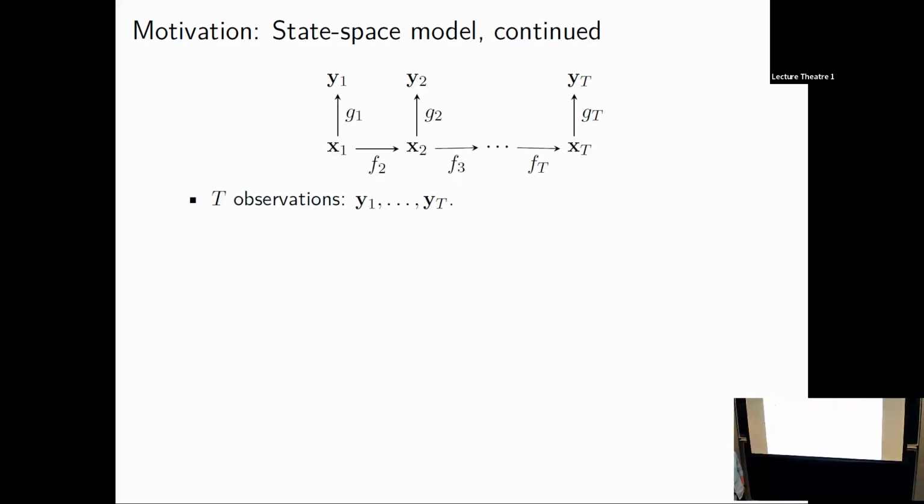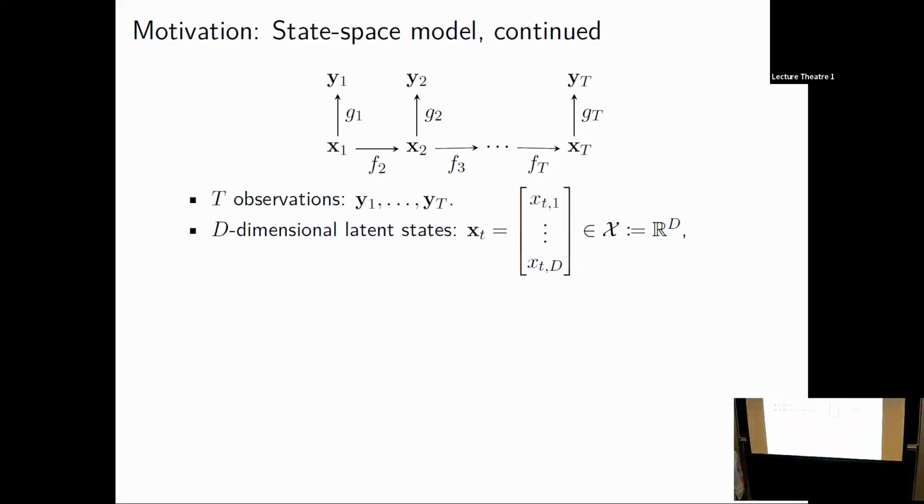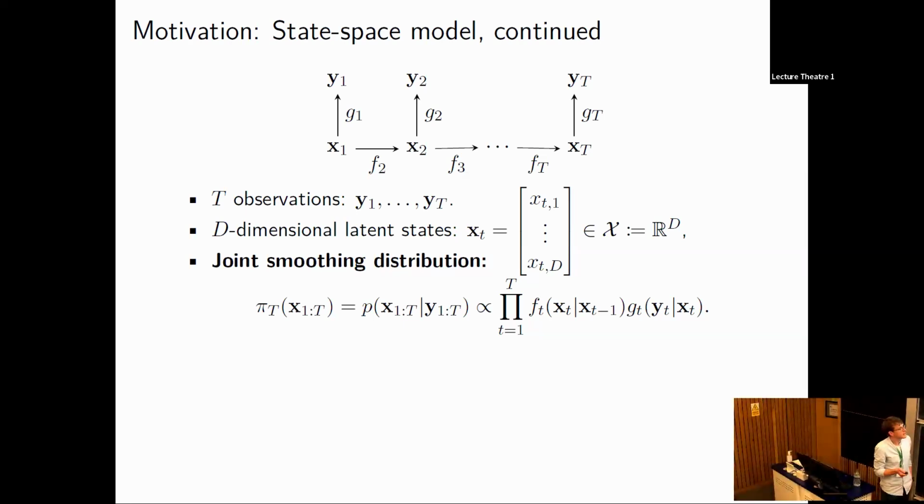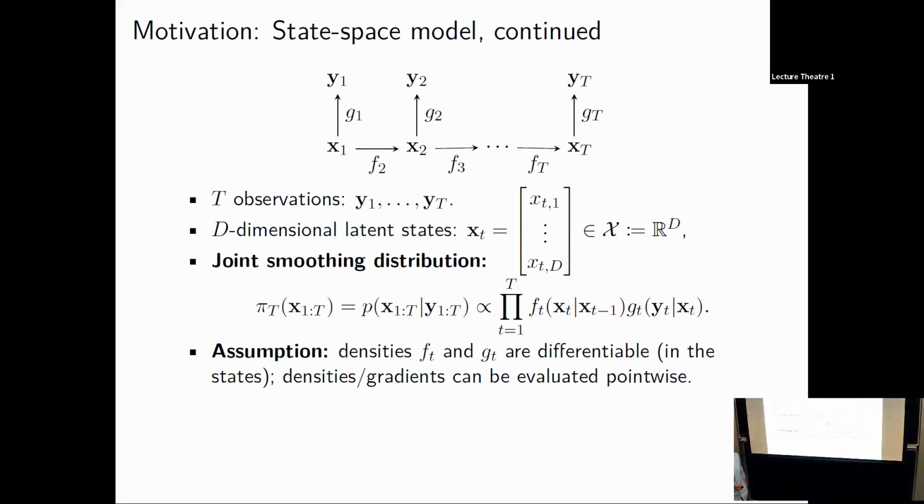For this talk, I will assume that we have collected capital T observations, and also that our latent states are capital D dimensional. So that means that the joint posterior distribution of all the states given all the observations, the joint smoothing distribution, is T times D dimensional. Specifically, I will assume that this joint smoothing distribution has a continuous density and everything is nicely differentiable, because we'll be calculating gradients later.